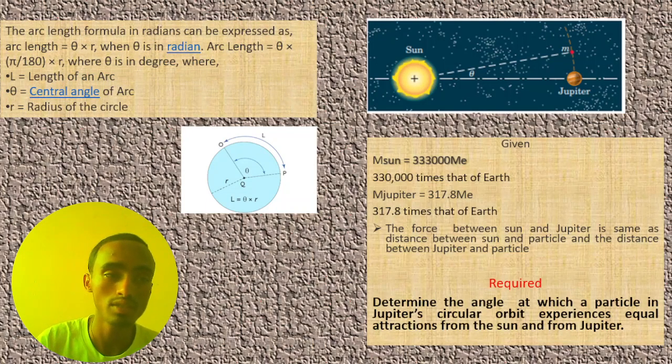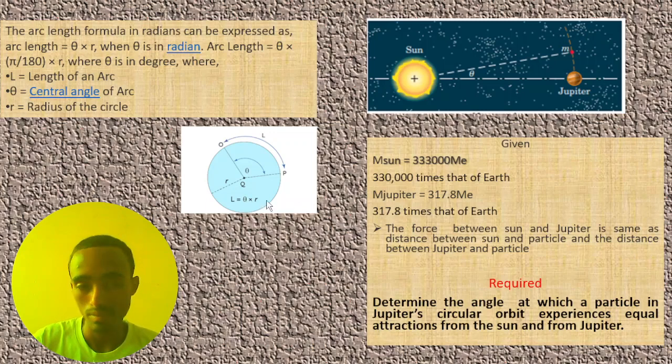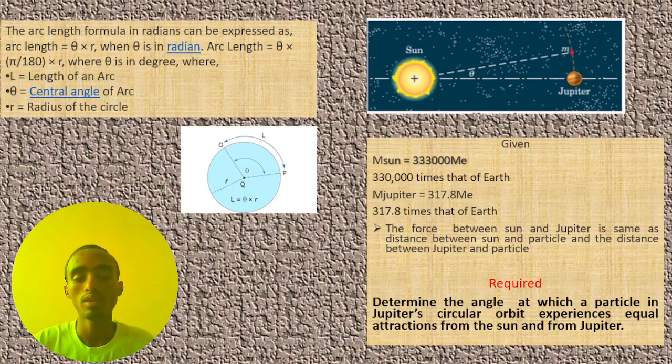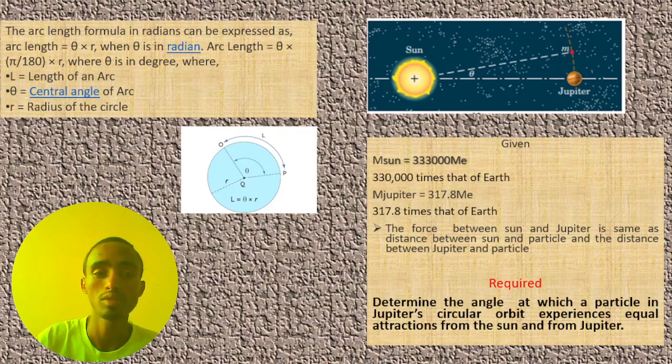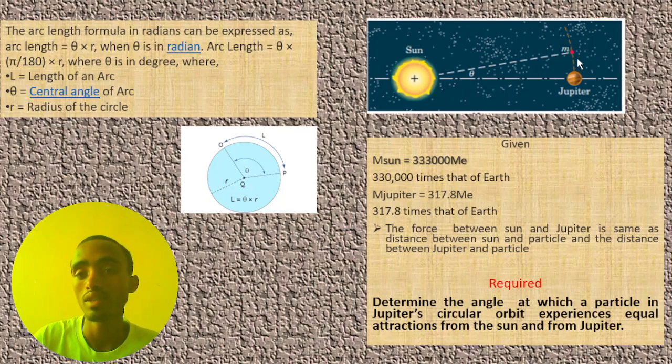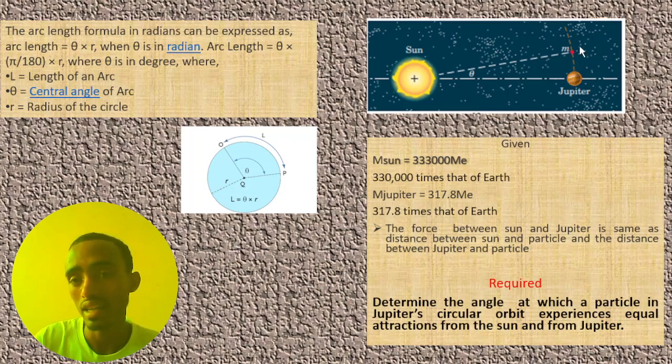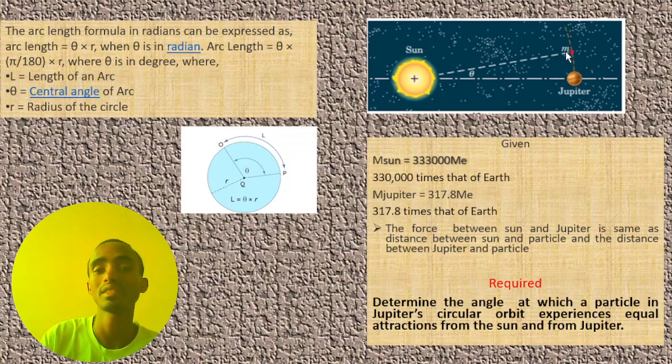We can simply use this formula and calculate the arc length, and you can convert the angle into radians by using a conversion factor of pi over 180. In order to convert radians to degrees, we can use the conversion factor 180 over pi. And simply, as you can see here, we can get the arc length from Jupiter to the particle.